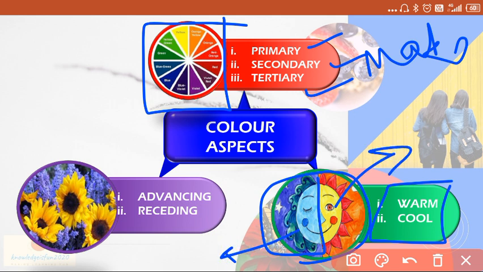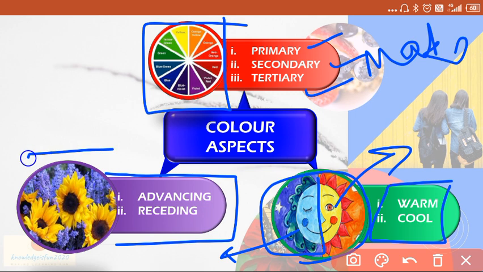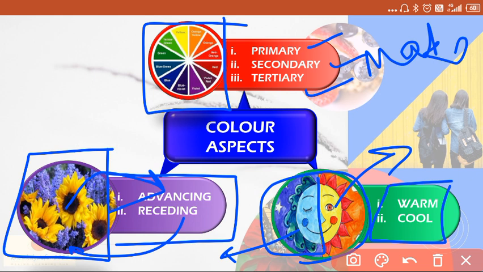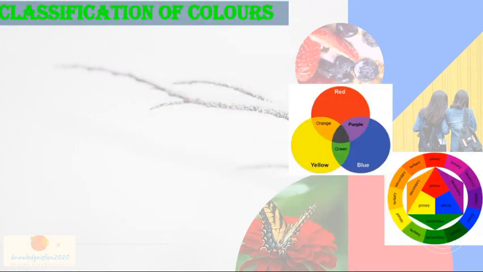This is cool colors. Advancing and receding colors. Look at this picture carefully. Don't you think that some of the colors are popping out of the picture? The colors which are popping out of the picture, can you tell me which one is it? Is it the purple or the yellow? Obviously the yellow. This is advancing colors. Receding colors move into the background. They don't come towards you.